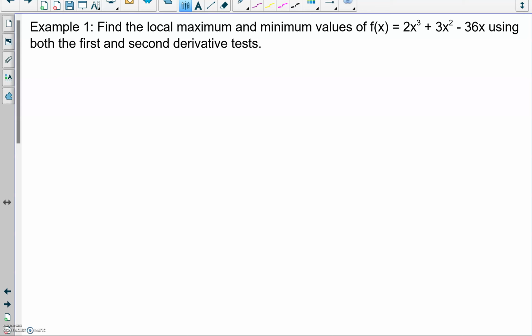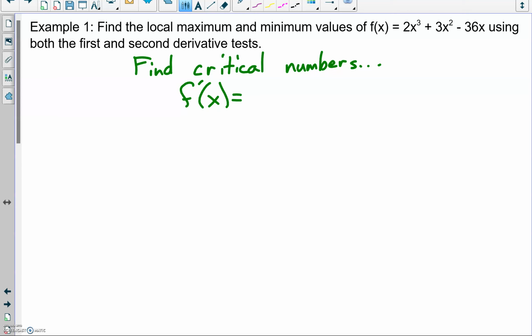But let's go ahead and see this. So the first thing we have to do is find those critical numbers. Still need those from the video that I did before this one. So we have to find those critical numbers, and we have the f prime of x. Using this f of x up here, we get 6x squared plus 6x minus 36.